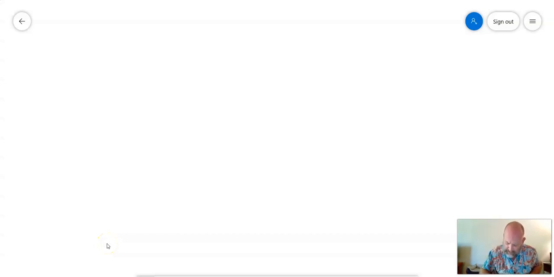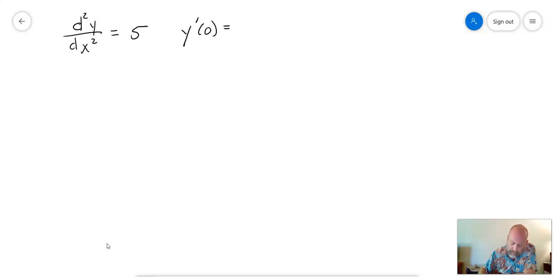Let's suppose that the differential equation we're given gives us a second derivative equal to 5, so we'll keep things real nice here. It turns out with a second derivative, you need two initial values. You need one that has to do with the derivative. So we're told y prime of 0 is equal to 2, and y of 0 is equal to 3.